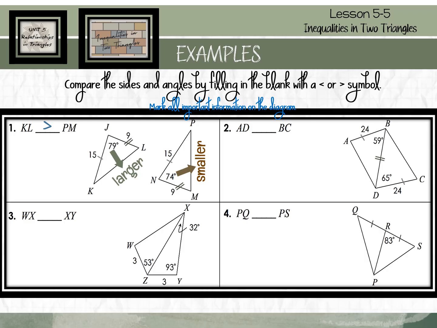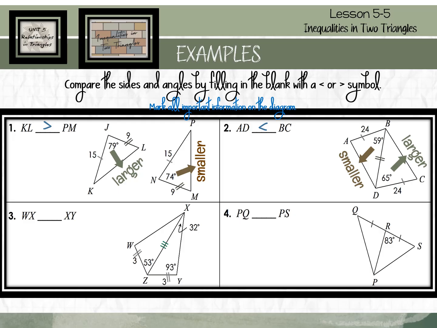Two sides 24, and we have our shared side, and we have the angles that are included between the sides. That angle 59 is smaller than 65. So the side opposite the 65 is larger than the side opposite the 59. So length of segment AD is less than length of segment BC.